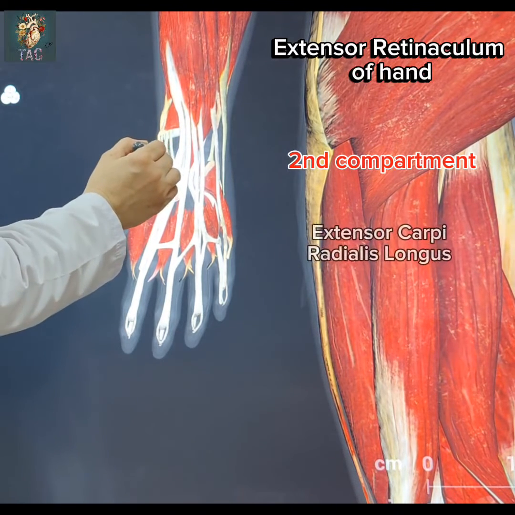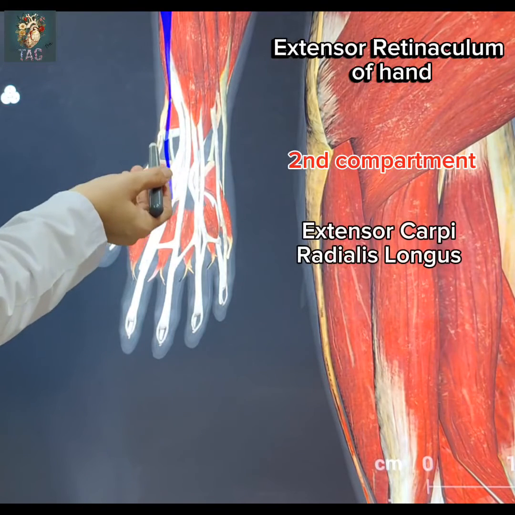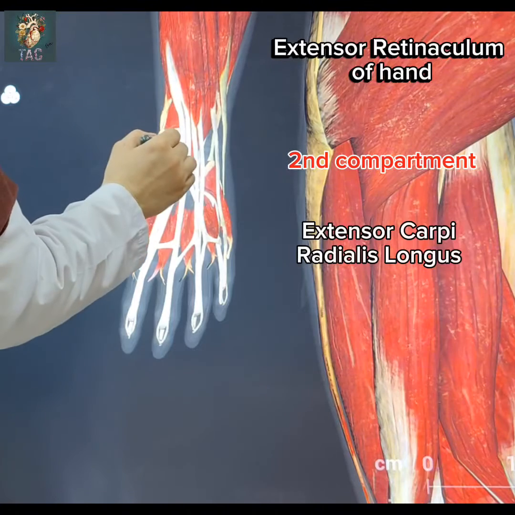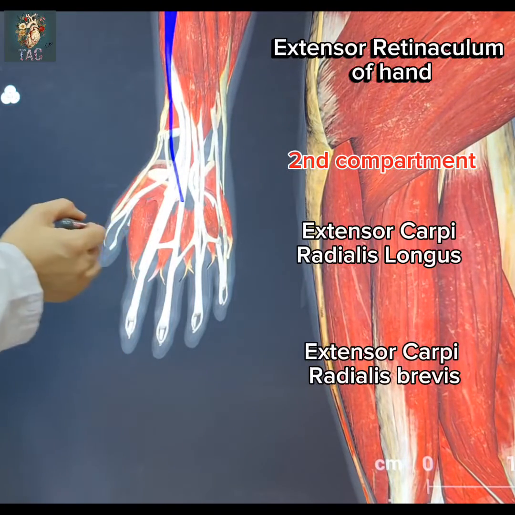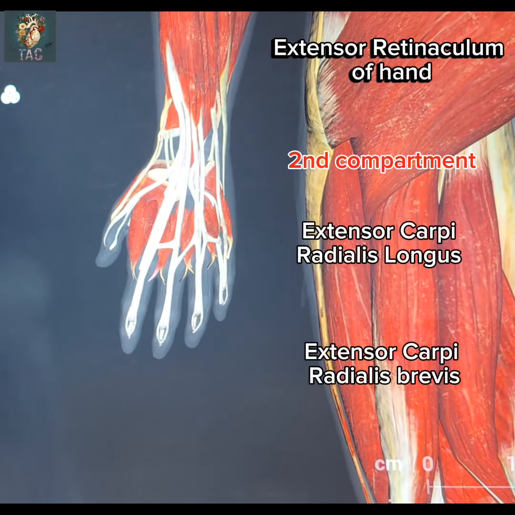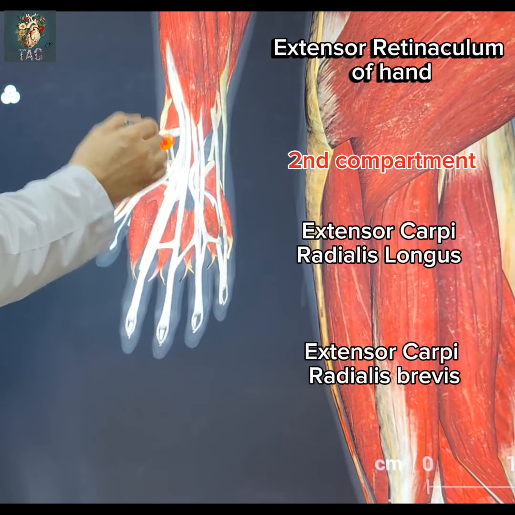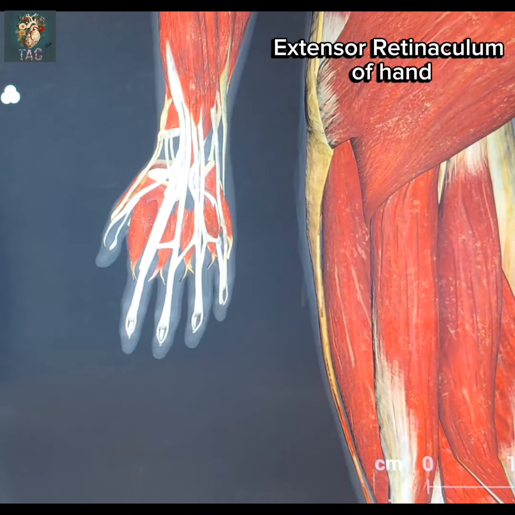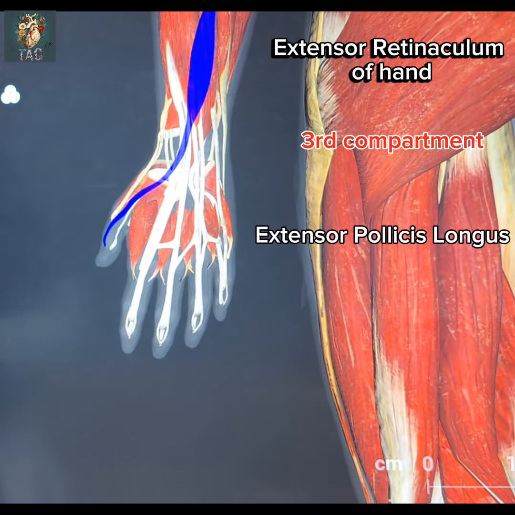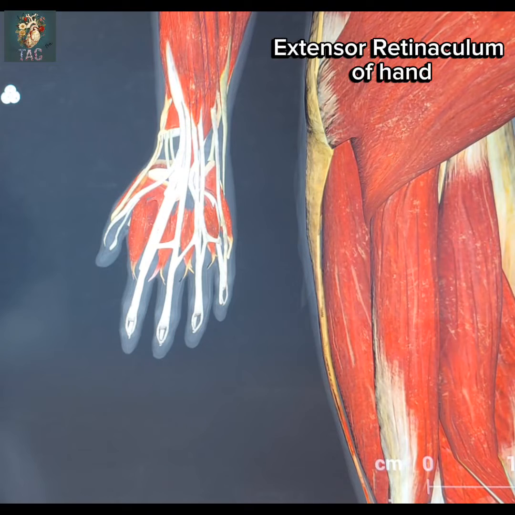Through the second compartment again 2 muscle tendons are passing, and these 2 tendons are the extensor carpi radialis longus and extensor carpi radialis brevis. So these 2 are the tendons which are passing through the second compartment of it. Through the third compartment, the tendon of one muscle is passing, which is extensor pollicis longus. This is the only muscle which is passing through the third compartment formed by the extensor retinaculum.